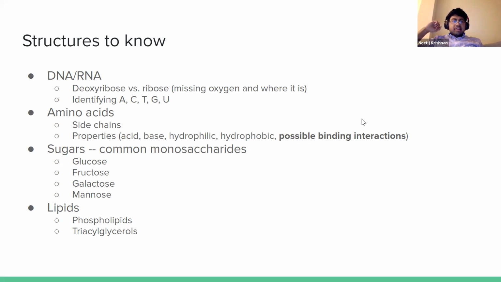Okay. Lipids: you should know phospholipids and triacylglycerols, what the structure looks like, and especially for triacylglycerols, you should know what reagent might be used and how it works to separate it into these 3 fatty acids plus the glycerol. That's also useful to know.